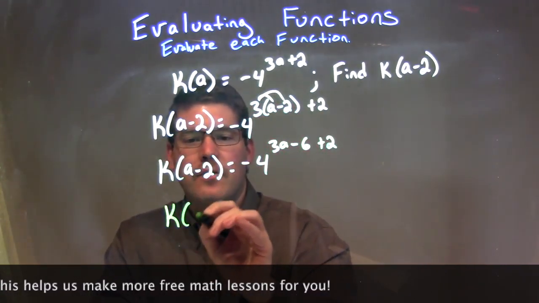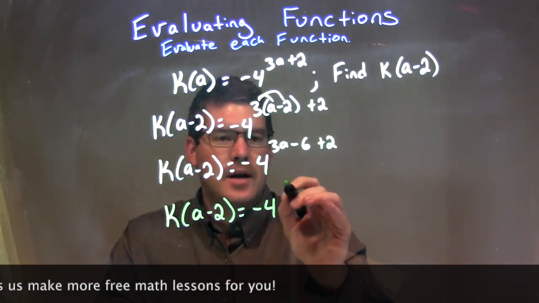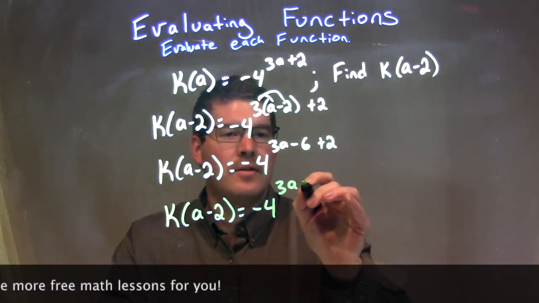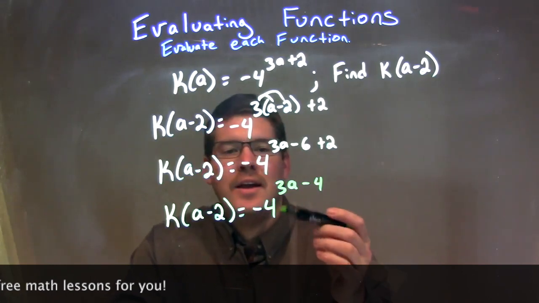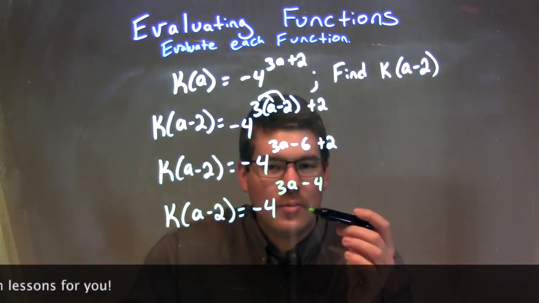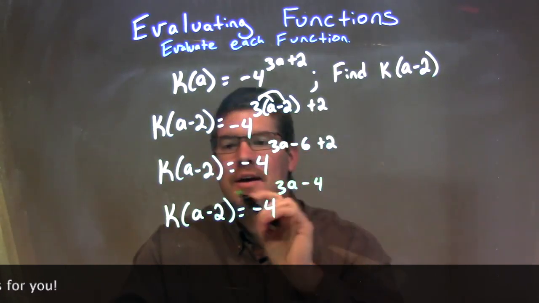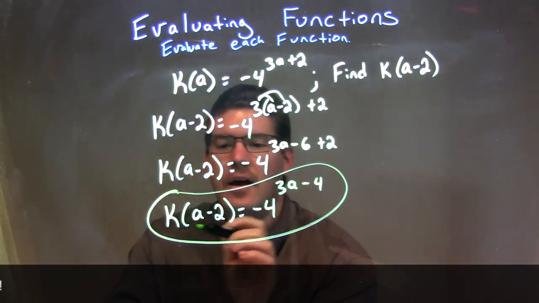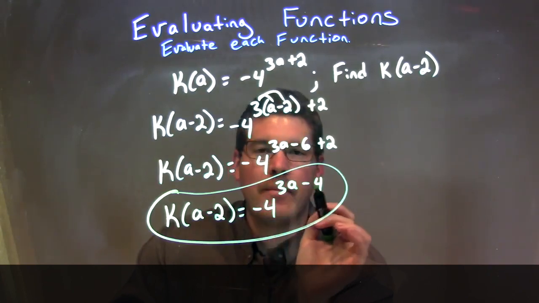So we have k of a minus 2 is equal to negative 4 to the power of 3a, and then minus 6 plus 2 is a minus 4. And so at this point, we have a negative 4 to the 3a minus 4 power. There's really nothing we can do. We can't take 4 to that power because we don't know what the variable a is. And so our final answer here is written as is. K of a minus 2 is equal to negative 4 to the power of 3a minus 4.